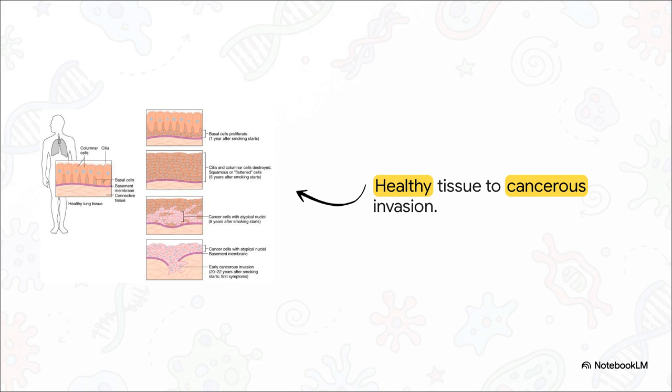Let's look at the macroscopic reality of these microscopic advantages. Tracking this abnormal lung tissue, you start with healthy, happy, ciliated cells at the top. But as mutations start to accumulate, let's say years after someone starts smoking, those cilia are destroyed. The cells start to flatten out, they pile up into atypical masses, and eventually they completely breach the basement membrane. At this point, they're undifferentiated, they're rapidly dividing, and they are highly, highly invasive.